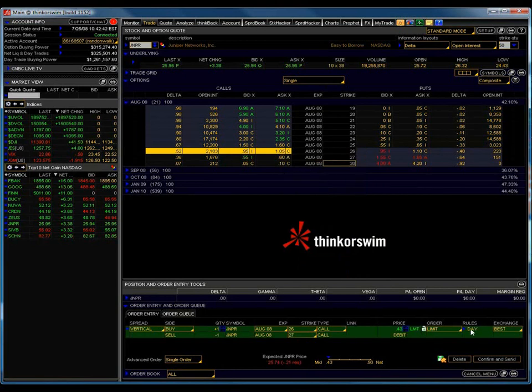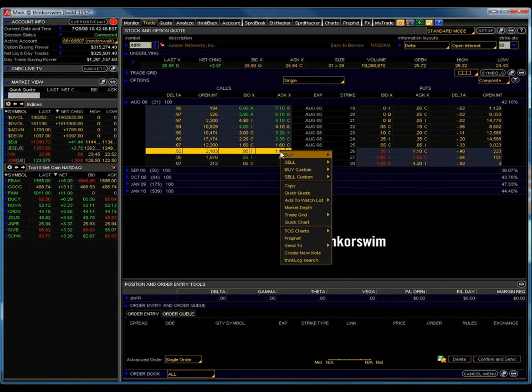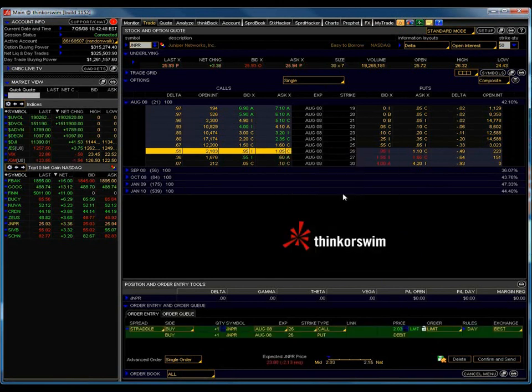Whoops, I'm not going to buy the vertical. We're going to buy the straddle. Straddle is about $2 for the August expiration. And so how do we determine actually whether that's a good price or a bad price? Well, one thing that we want to do at all times is take a look at the implied volatility. It's at 42%. Is that high or low? It could be high, could be low.